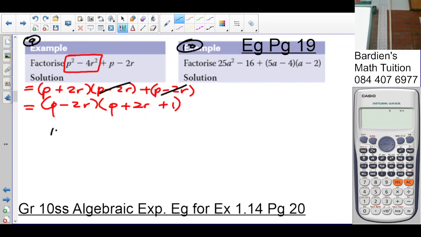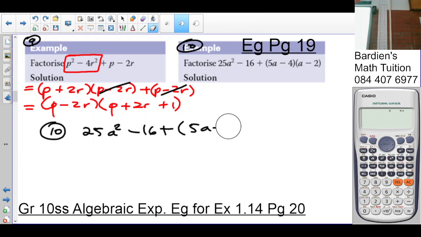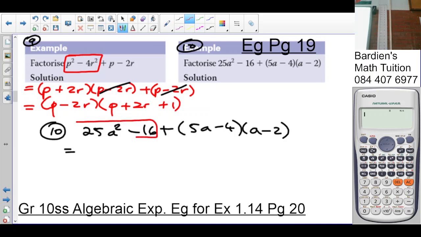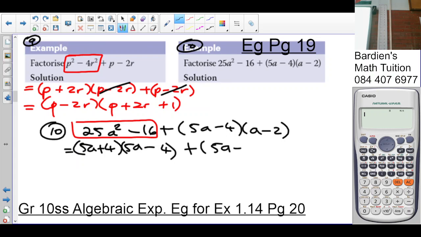Okay. So let's look at the 10th example on this page. Let's name this number 10. We've got 25a squared minus 16 plus 5a minus 4, times a minus 2. So in these 2 terms here, as you can see, again the difference of 2 squares can apply. Okay? So we're going to apply the difference of 2 squares here. The square root of 25a squared is 5a, and the square root of 16 is going to give you 4. So 5a plus 4, 5a minus 4, plus 5a minus 4 into a minus 2.